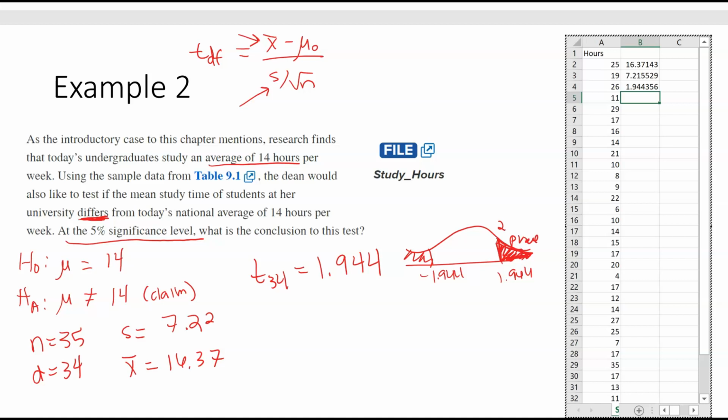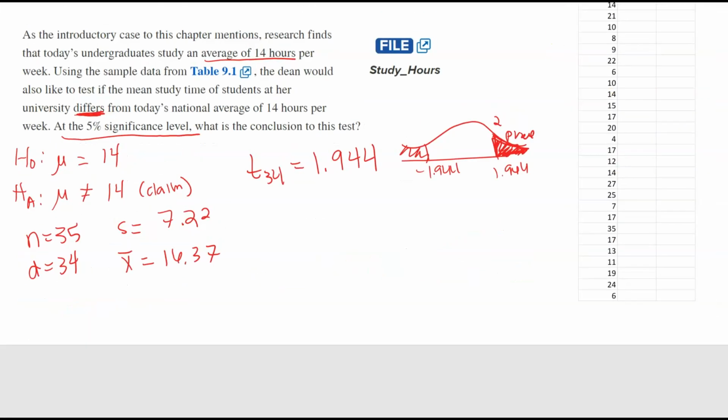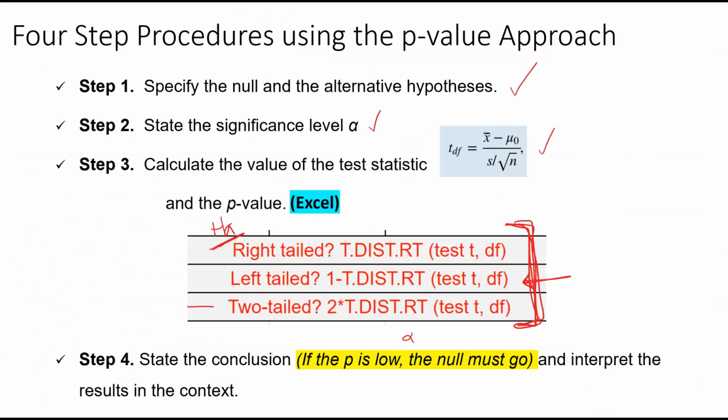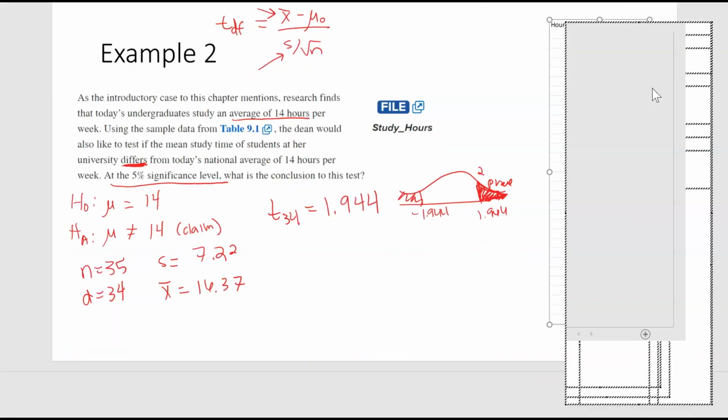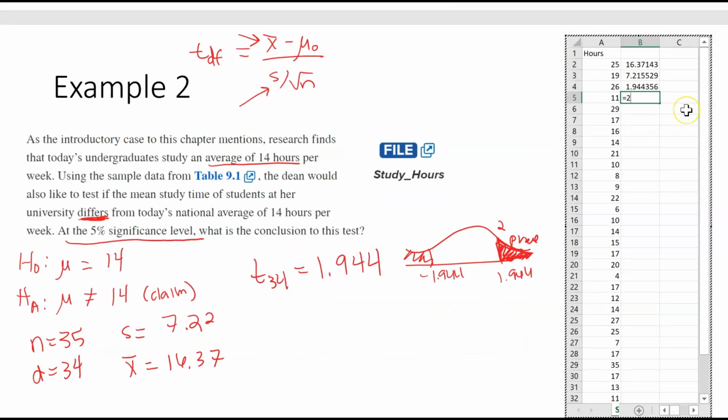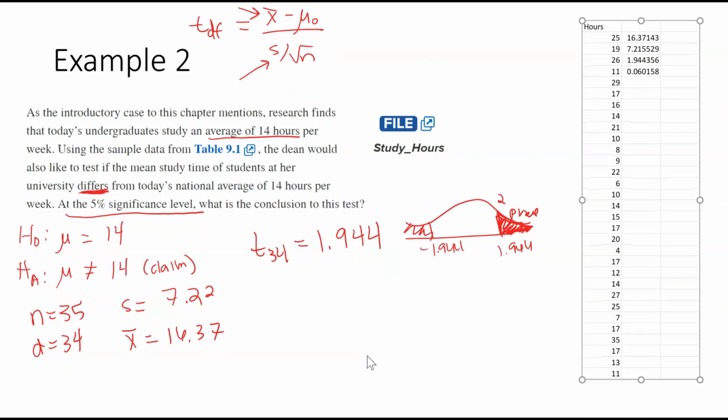So if we type that in, and again, if you don't like that, you can just use this, two-tailed. So two-tailed, we're going to do is equal to 2 times t.dist.rt 1.94434. And we get a p-value of 0.06. P is equal to 0.06.